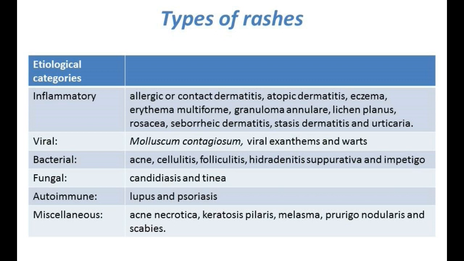This is a chart to show different etiological categories of rashes. They could be inflammatory in origin, so talking about allergic or contact dermatitis, atopic dermatitis, etc. There are also viral, bacterial, fungal, autoimmune causes, and some that don't fit any of the categories above, such as scabies infestation.